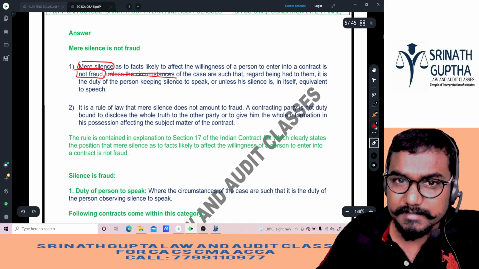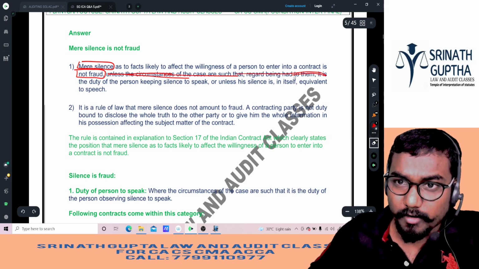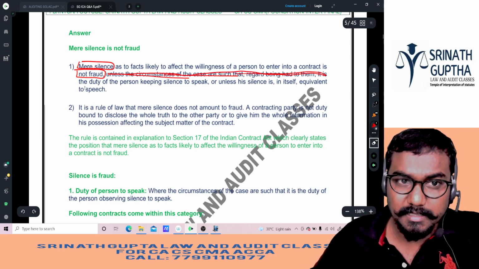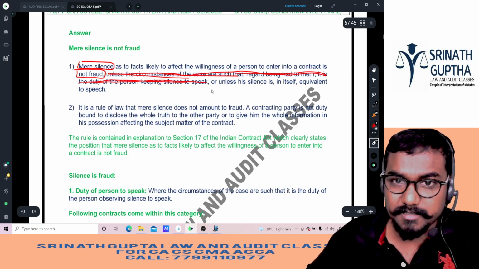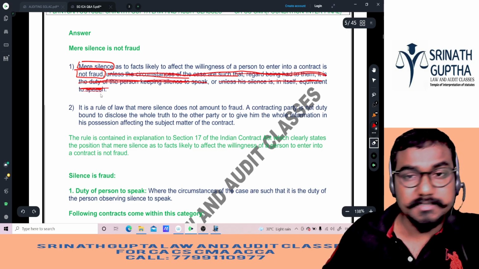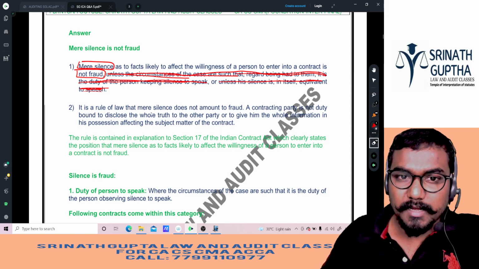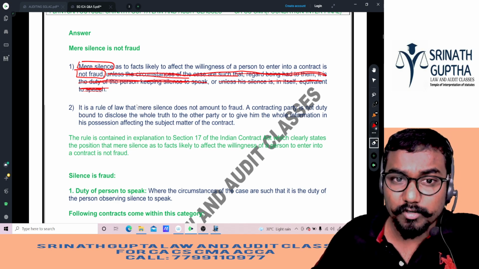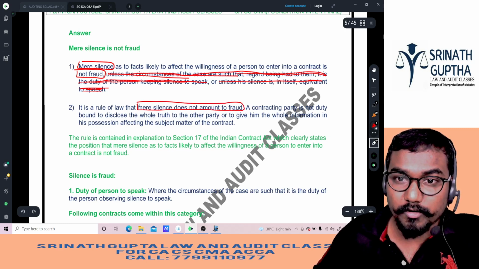But he is saying in these lines, beta, that in some cases silence will amount to fraud. We will read this exception in the exceptional cases. In some exceptional cases, silence will amount to fraud. We'll see what those are. General rule: silence will not amount to fraud. It is a rule of law that mere silence does not amount to fraud.